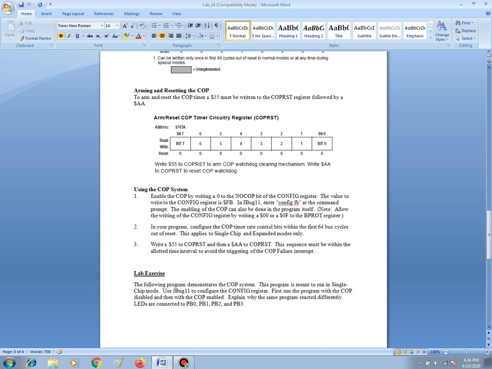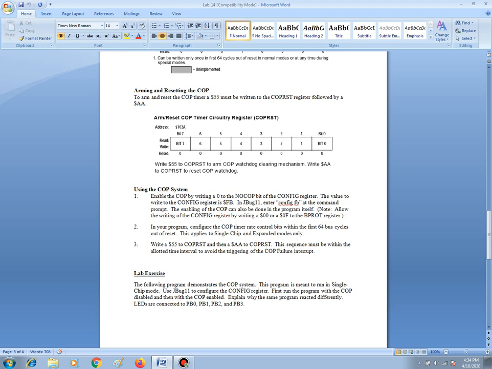To use the COP system, enable the COP by writing a 0 to the NOCOP bit of the CONFIG register. The value to write to the CONFIG register is FB hex. In JBug11, enter config FB at the command prompt. The enabling of the COP can also be done in the program itself. Note, allow the writing of the CONFIG register by writing a 00 hex or a 0F hex to the BPROT register.